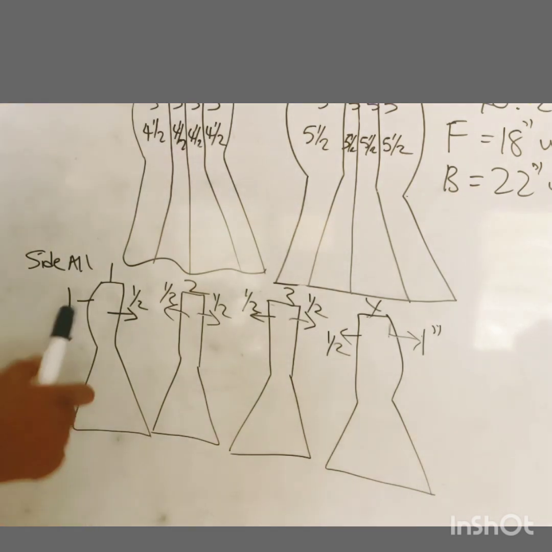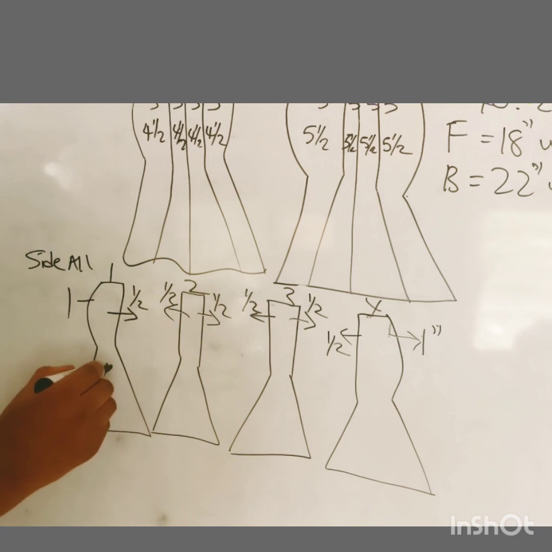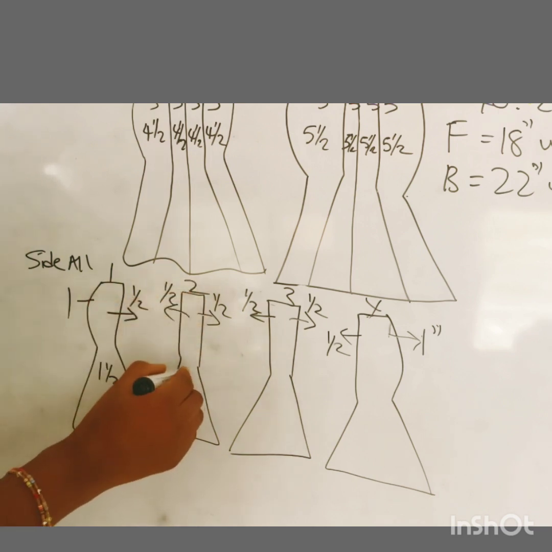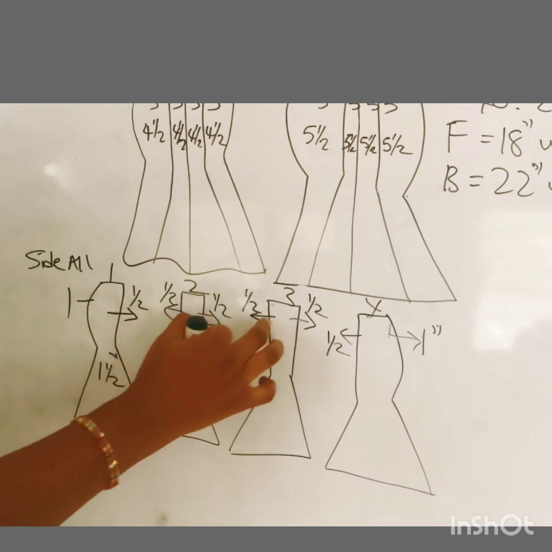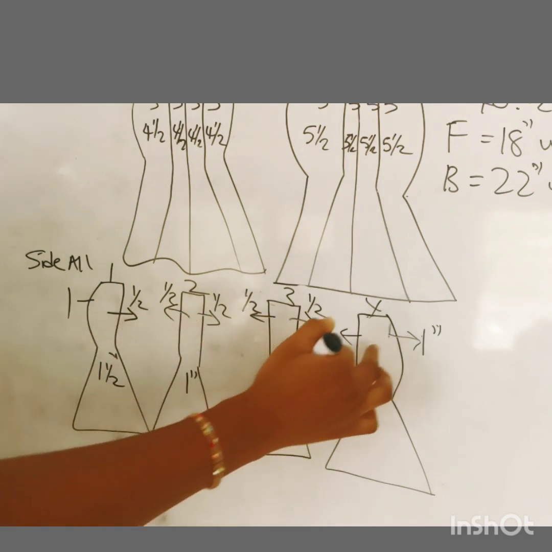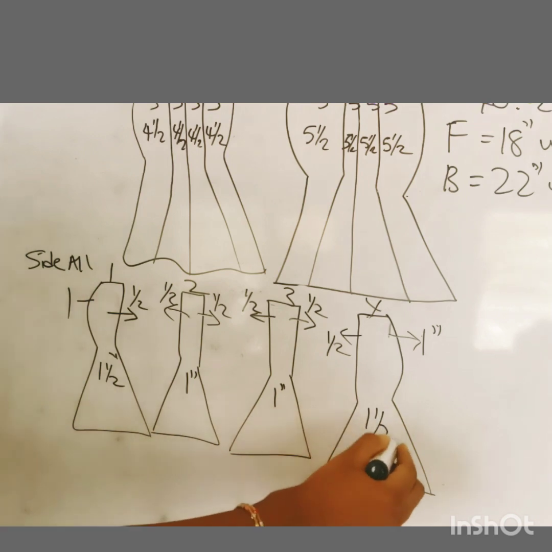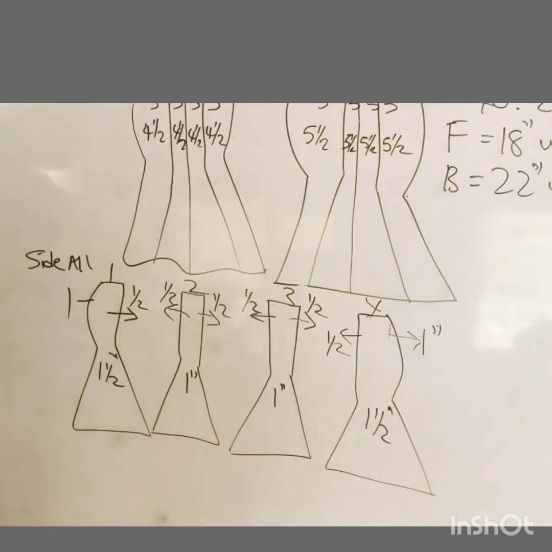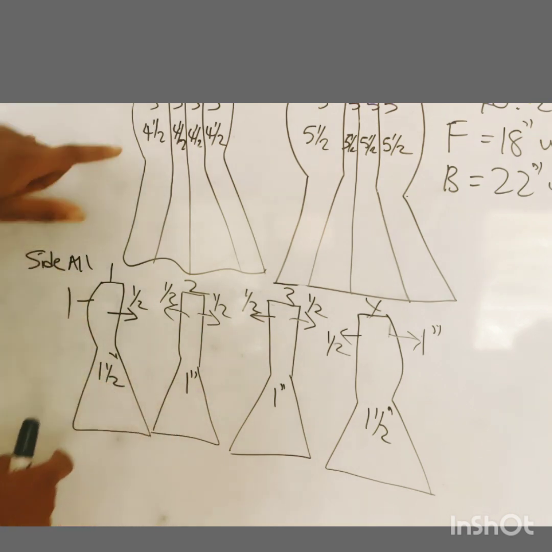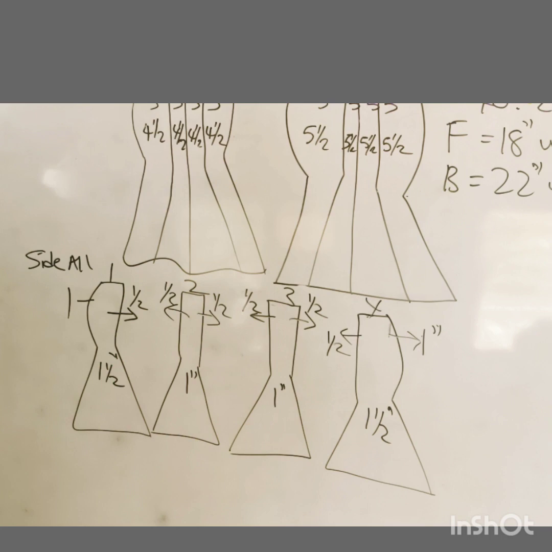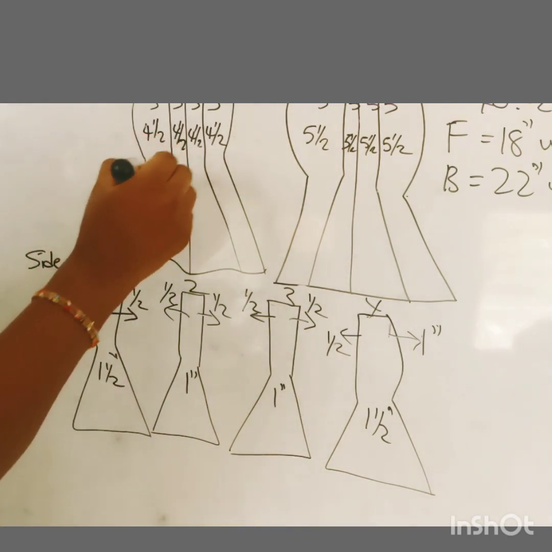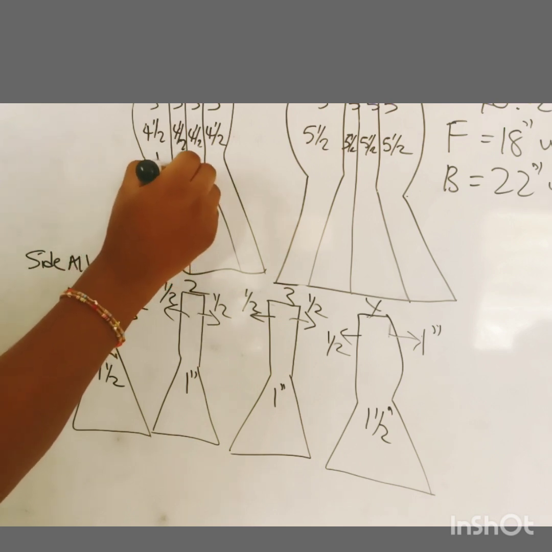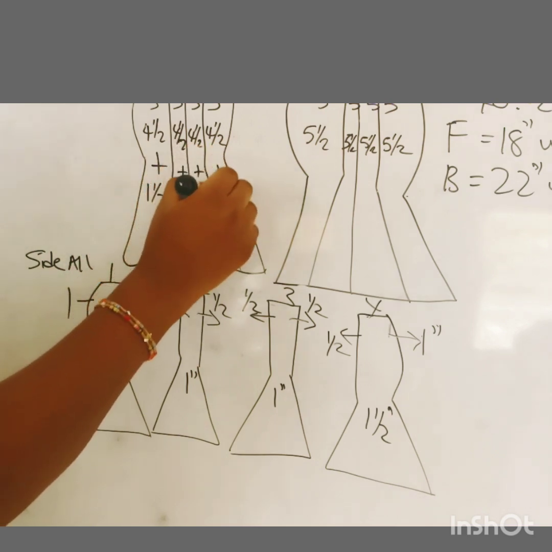So the total allowance that we need for number 1, we need 1.5. Number 2, we need 1 inch. 3, we need 1 inch. 4, we need 1.5. So this is the same allowance you are going to add to this to be able to mark it out correctly. Okay, plus 1.5 plus 1 plus 1 plus 1.5.